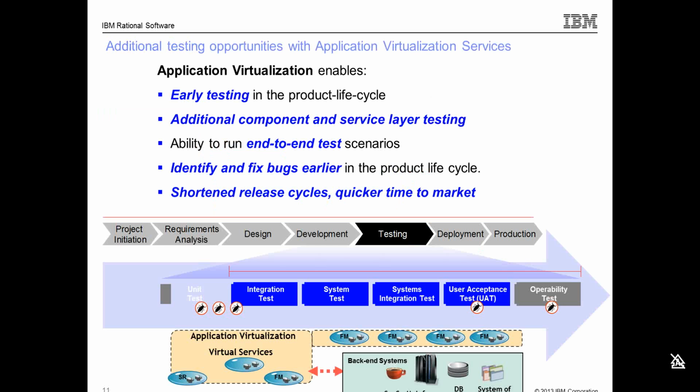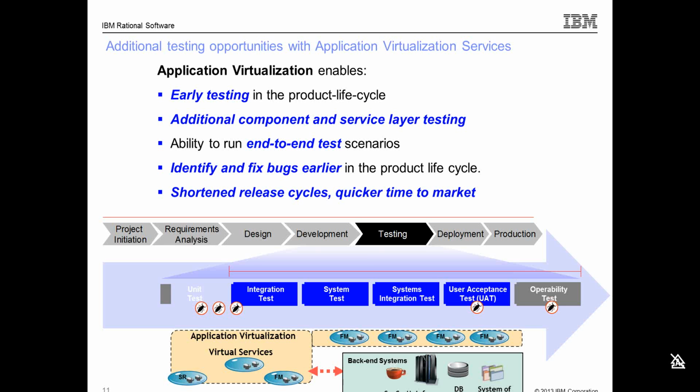So now that we've done all this, how does this enable us to do more testing, do better testing? So what has application virtualization done? It's basically brought in the concept of early testing in the life cycle of development. It gives us time to test additional components and service layers because we now have enough time to complete this sort of testing. We have the ability to run end-to-end test scenarios because we now have virtualized backend services, so we can run an entire flow. And because we're doing all this early testing, we can identify and fix bugs earlier in the product life cycle.